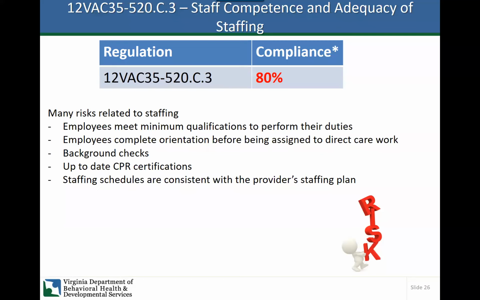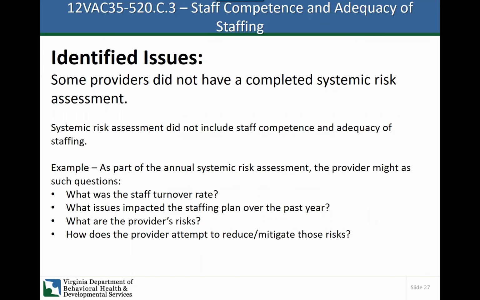So on the next slide, what we found was some providers didn't include all of that in their systemic risk assessment. They either didn't complete one or they didn't include reference to competence and adequacy of staffing. So here's an example. The provider might ask some questions such as, what was the staff turnover rate? What issues impacted the staffing plan over the past year? What are the provider's risks? And then how does the provider attempt to reduce or mitigate those risks?